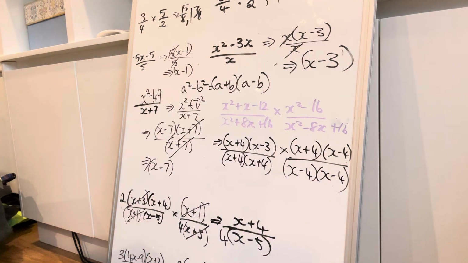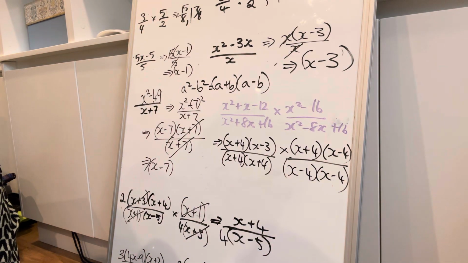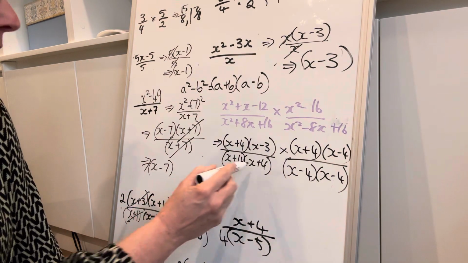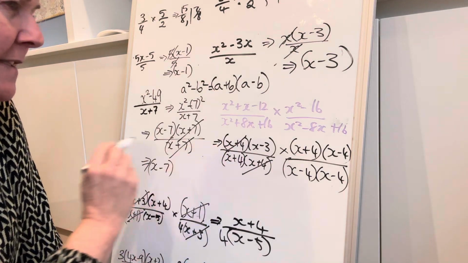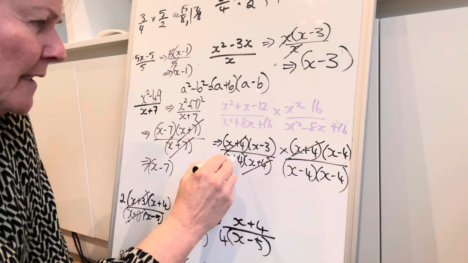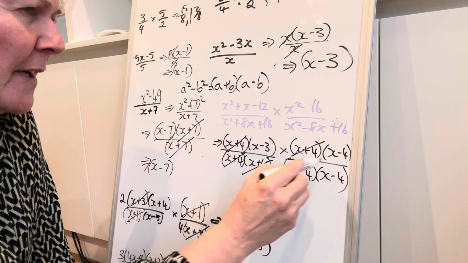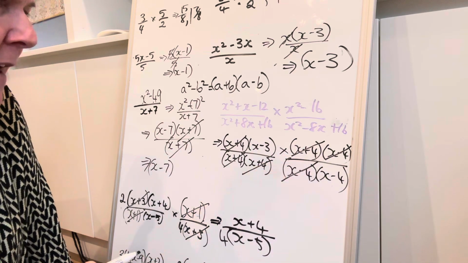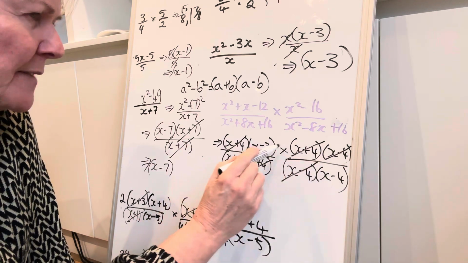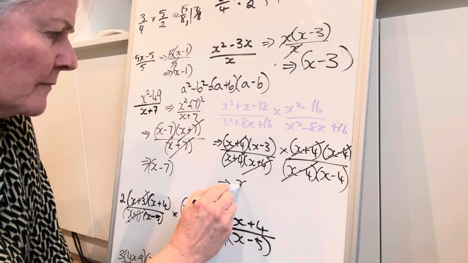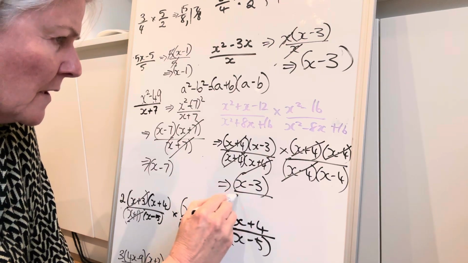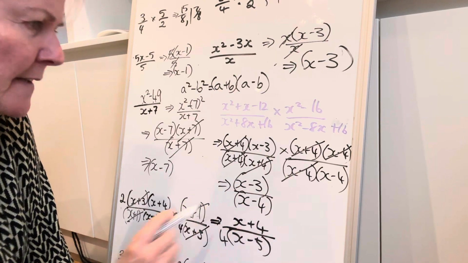Okay, so it looks like we've got a few factors that we can cancel out now. So we've got x plus 4 here, get rid of that. We've got an x plus 4 there, gone. X minus 4, leaving us with x minus 3 over x minus 4 as our solution.